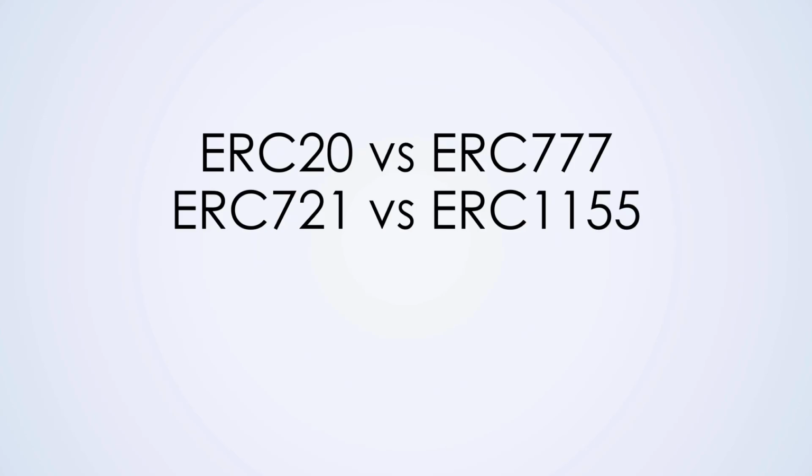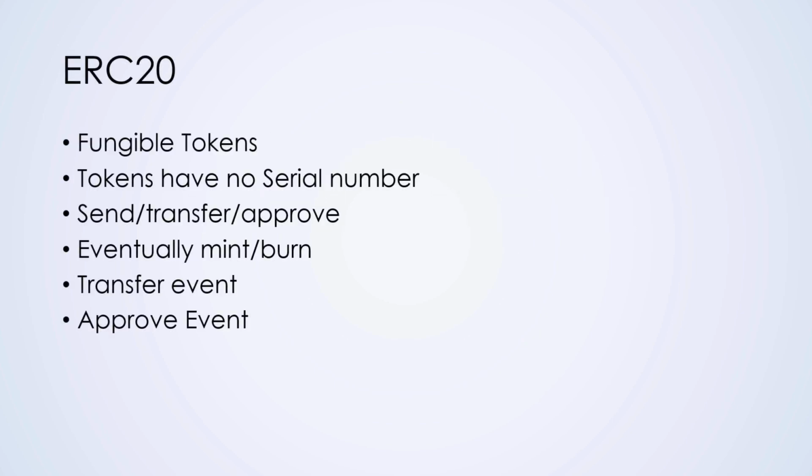Okay, let's talk about something that confuses a lot of new people coming to the Ethereum ecosystem with all these different tokens. In this video, I want to talk about the difference between ERC20 and ERC777 and ERC721 versus ERC1155. Now, the first one, the ERC20 token, is something that we extensively talked about in our course.